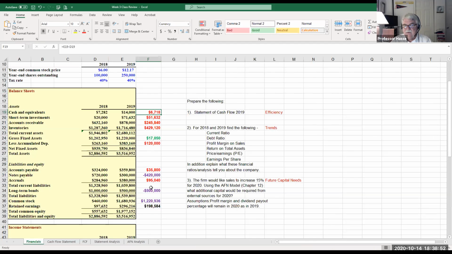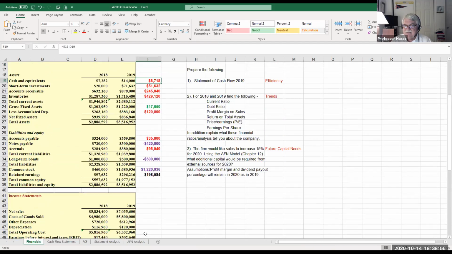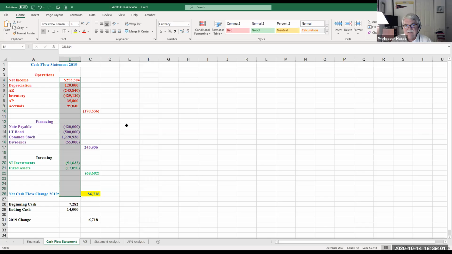And all this information, if you follow the color code, came from the financial statements, the balance sheet, and the income statement. All of these flow into the cash flow statement. That's why the cash flow statement, especially for finance managers, is a very nifty little tool because it tells you about the efficiency of managing cash in this particular management structure of this company.